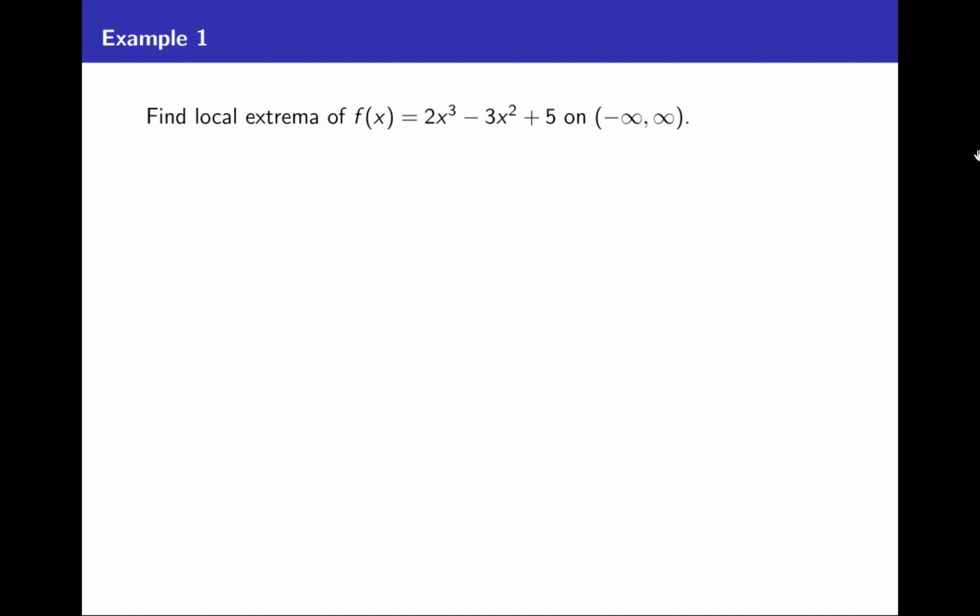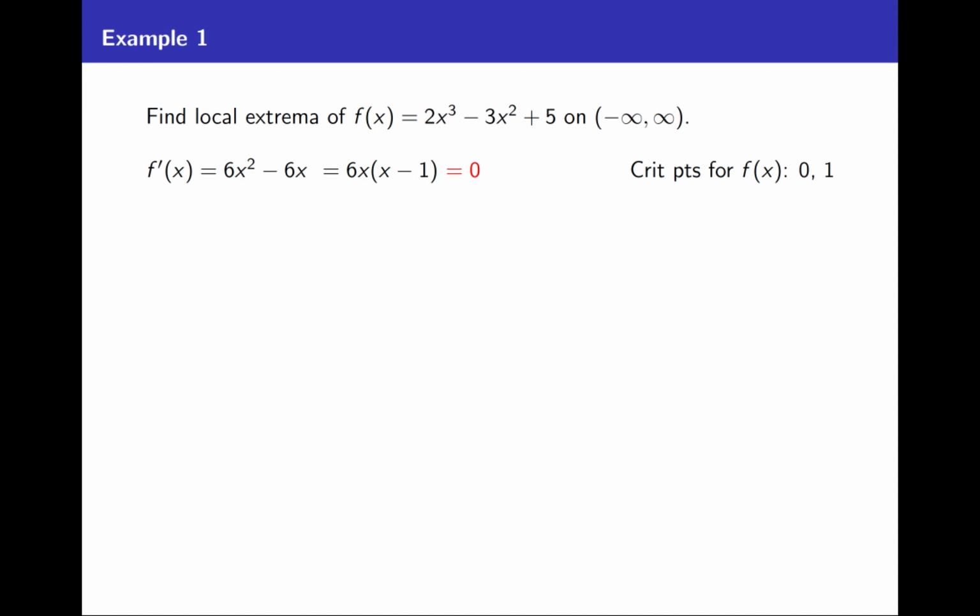So the first step here, as always, is to find the critical points of f. And to find them, you have to calculate the first derivative. F prime of x is 6x squared minus 6x. We factor that and set it equal to 0, and you can read off your critical points: x equals 0 and x equals 1. Those are the values that make the derivative 0. Critical points are 0 and 1.